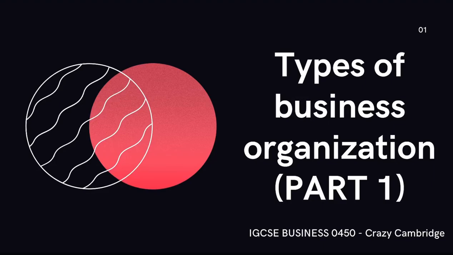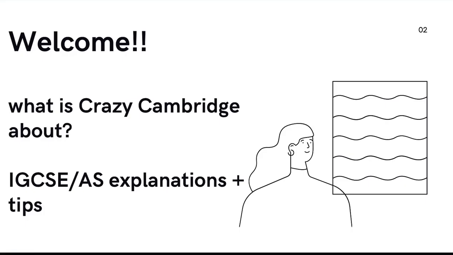Types of Business Organization Part 1, IGCSE Business 0450, Crazy Cambridge.